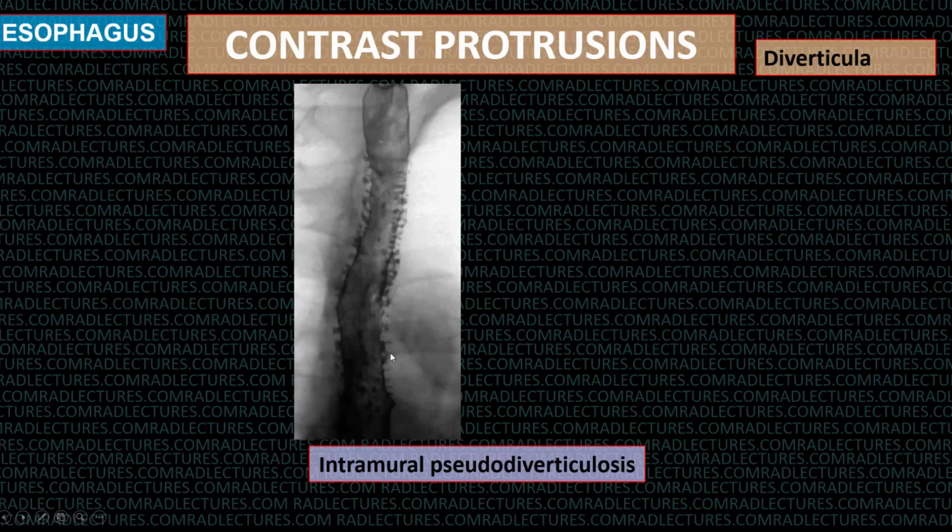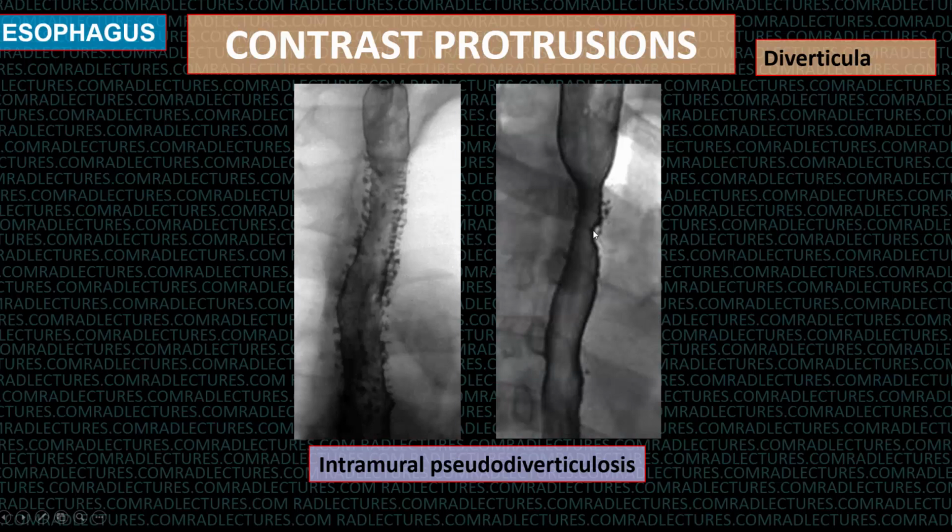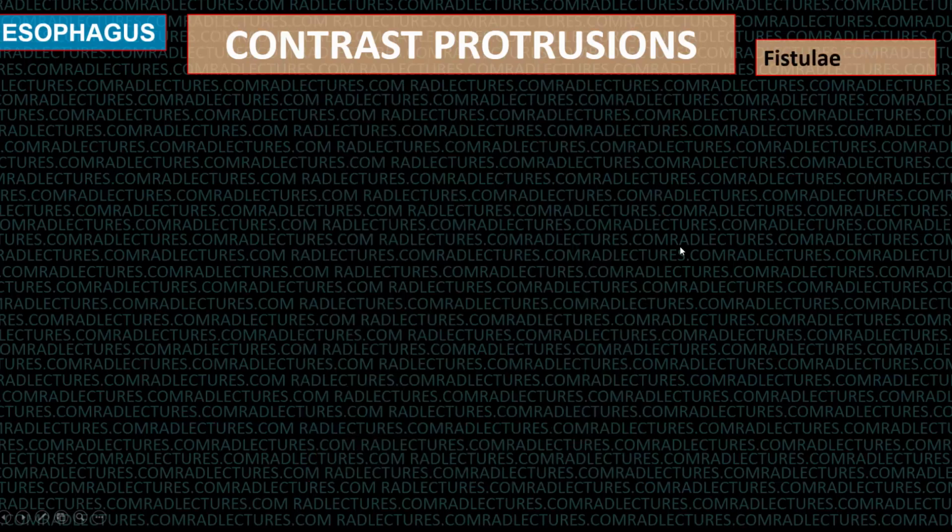This one is diffuse, but it can also be localized, particularly in association with a peptic stricture. This patient has a Barrett's esophagus and there's a stricture there, but these are intramural pseudodiverticula. So it can be diffuse or it can be localized.